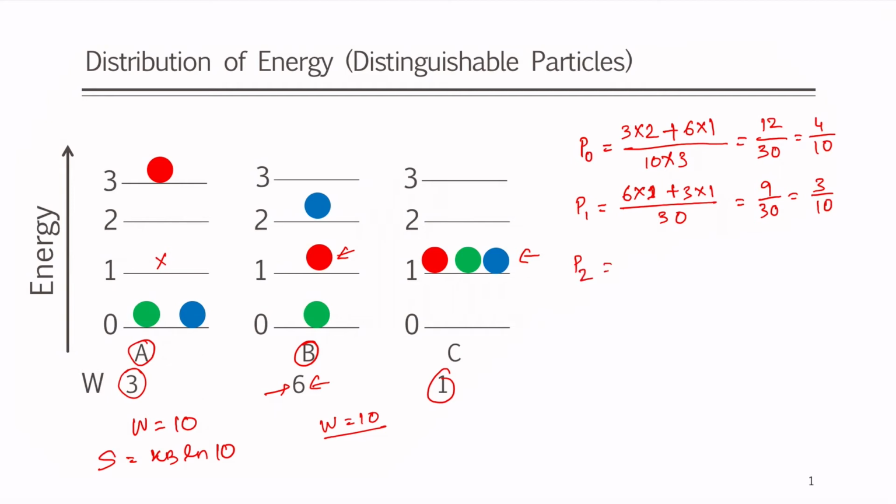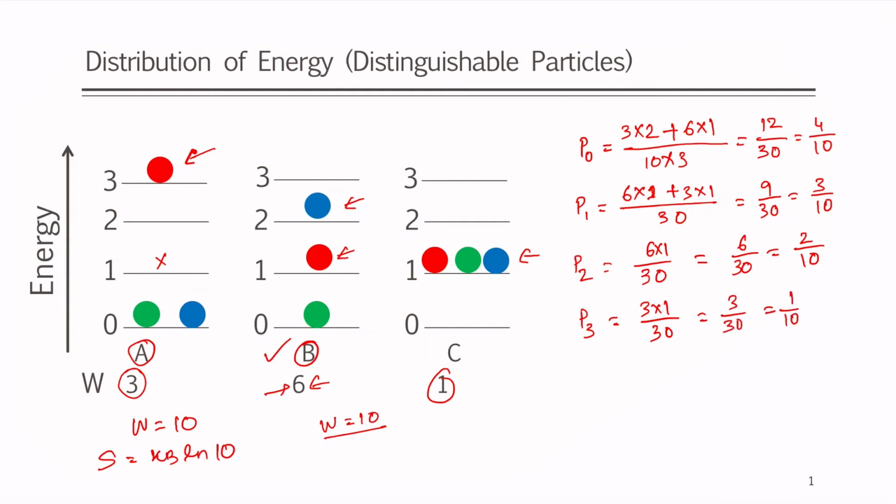Let us now calculate the probability of finding a particle in level 2. You can see that in distribution B there is a particle at level 2, and there are 6 possible ways of doing that, so I will get 6 into 1 by 30, so 6 by 30, giving us 2 by 10. And finally let's calculate the probability of getting a particle in level 3. There is 1 particle in level 3 for distribution A, which has 3 possibilities, so it is 3 into 1 by 30, so 3 by 30 or 1 by 10.